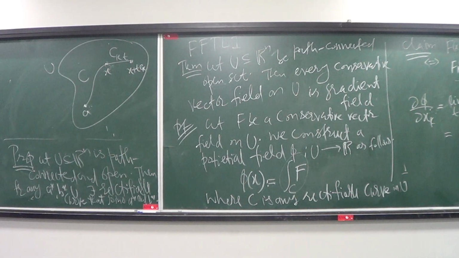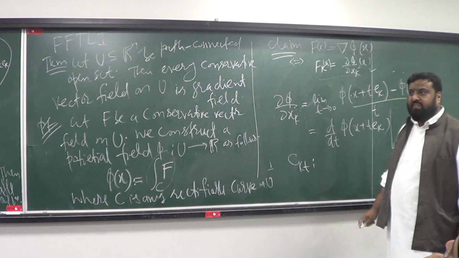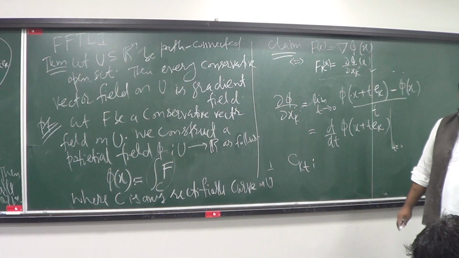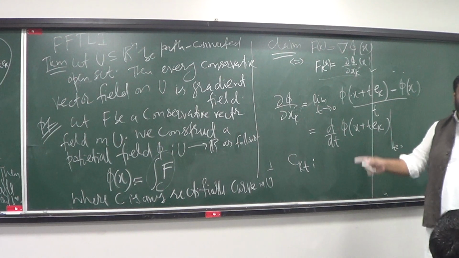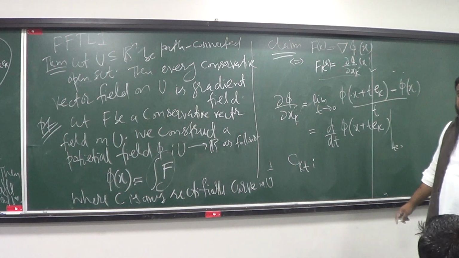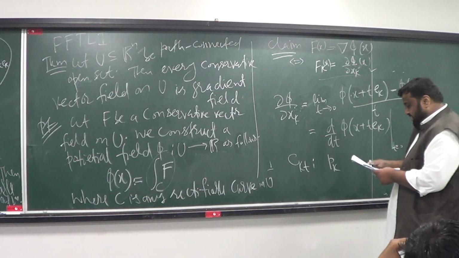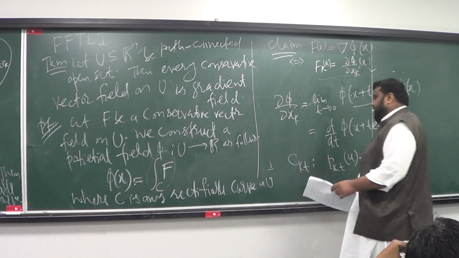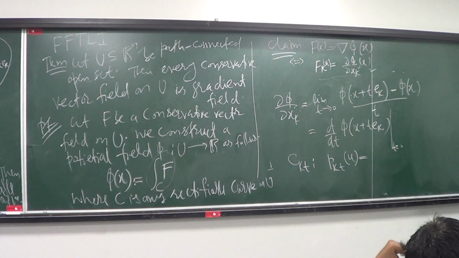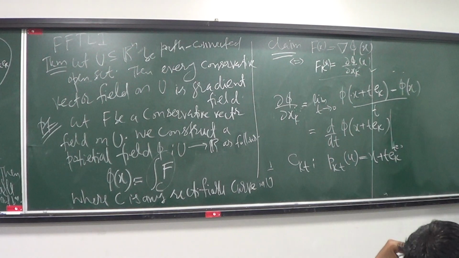Can you give me a parameterization for C_k,t? It's a straight line, so how are you going to parameterize it? Let me denote it by p_k,t evaluated at u. So it should be x plus u ek. This must be the parameterization of it.